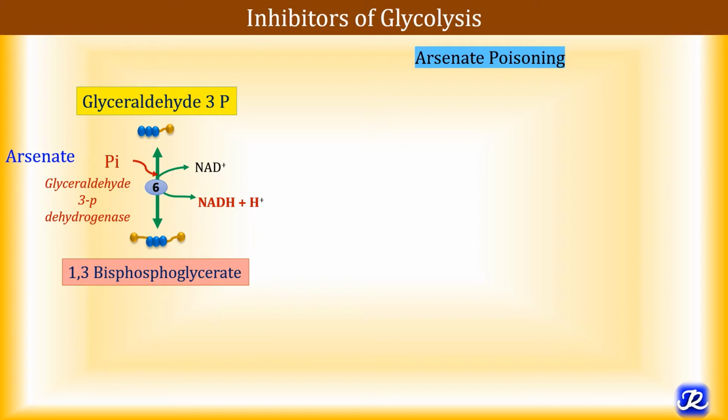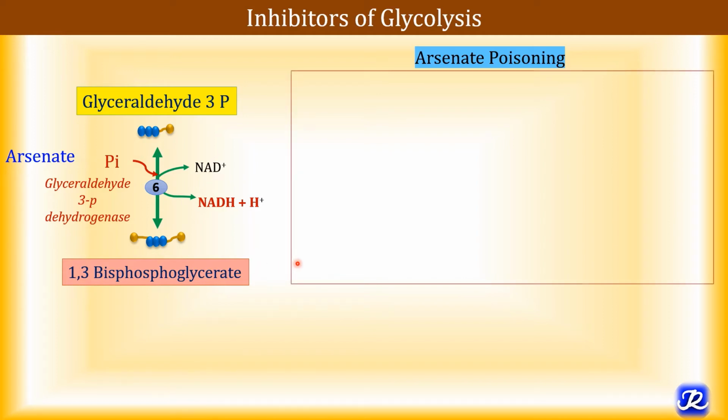So what happens here? This is step number 6, where glyceraldehyde 3-phosphate is converted to 1,3-bisphosphoglycerate, and in this process there is formation of NADH. This reaction is catalyzed by glyceraldehyde 3-phosphate dehydrogenase, and in this process one inorganic phosphate is added, and that's why there is formation of 1,3-bisphosphoglycerate. So how does the arsenate interfere with this reaction?